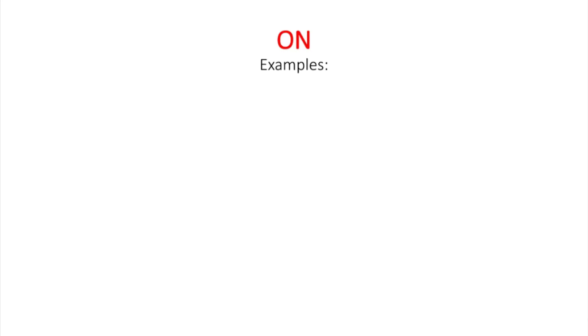For the preposition on, you use this when you are recognizing the space around you or the position of something on surfaces.